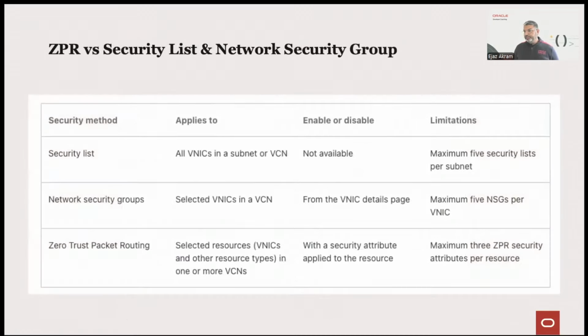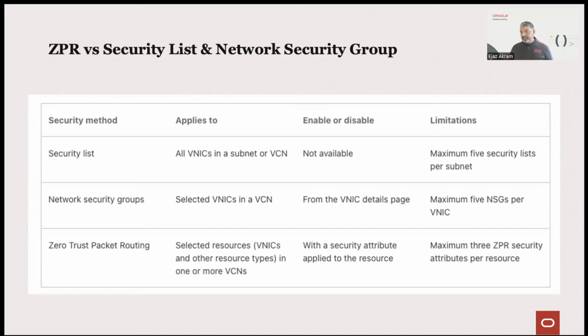The other thing I've got here for you is a bit of differentiation. Currently you have security lists, as you know, out of the box. They get applied onto the subnet and VCN level. You can't enable or disable them. That's where they sit, and they have some limitations: you can have 5 per subnet. Then you've got network security groups, which are applied to selected VNICs within a VCN. Again, that gives you a more specific security posture. You can enable or disable them from the VNIC pages themselves, and again, 5 NSGs per VNIC.